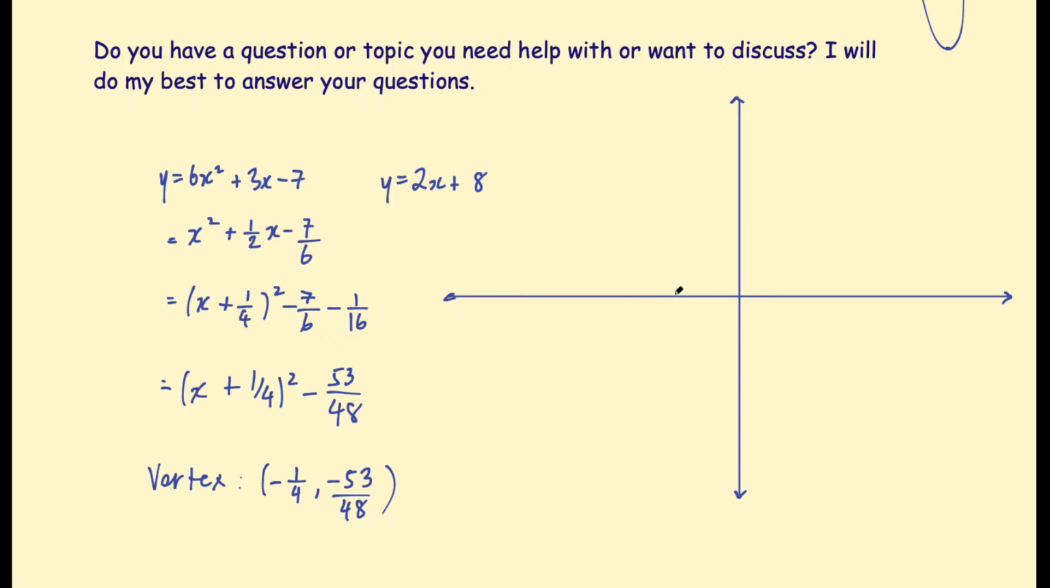So if we did a scale, actually I'm not sure what this scale should be yet, because I haven't found the x coordinates, but let's see how we go. Alright, -1/4, that's about here, and just more than -1 on the y-axis. Alright, so that's my quadratic.